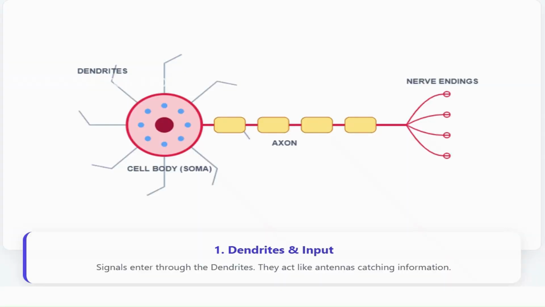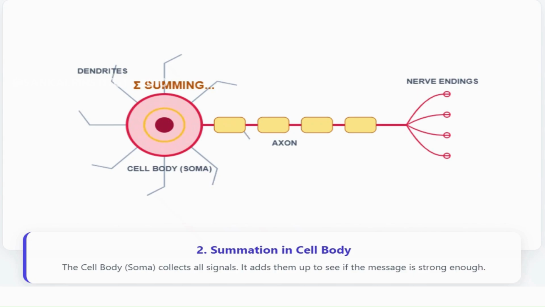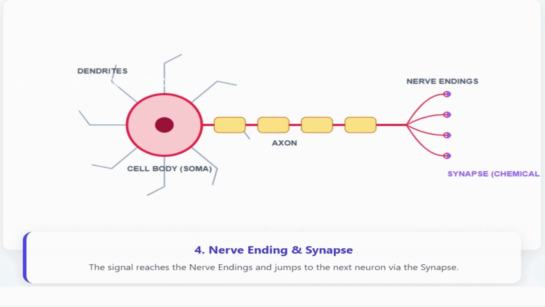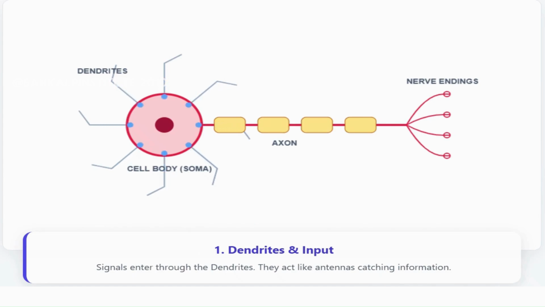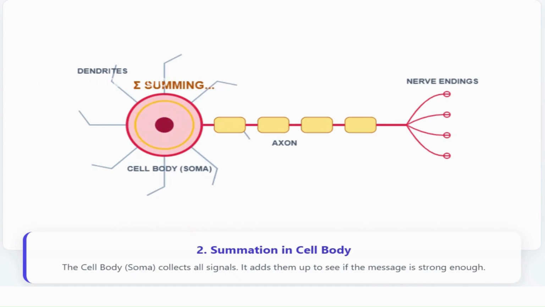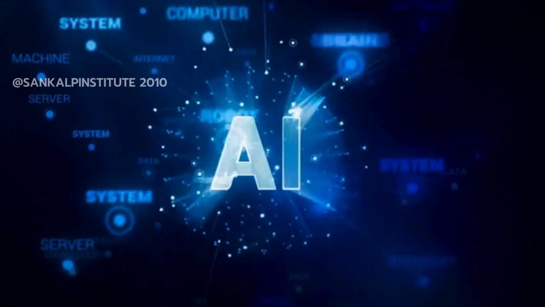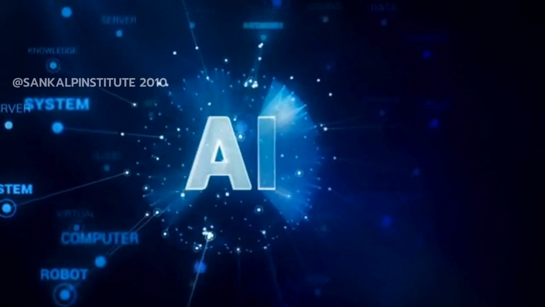A biological neuron is a nerve cell that helps the body send messages. It receives signals through its dendrites from other neurons. These signals are combined in the cell body, and when they are strong enough, the neuron generates an electrical signal called an action potential. This signal travels along the axon to the end of the neuron, where chemicals are released to pass the message to the next neuron. In this way, neurons work together to control our thinking, movement, and sensations, and this very idea inspired the way AI systems process information.